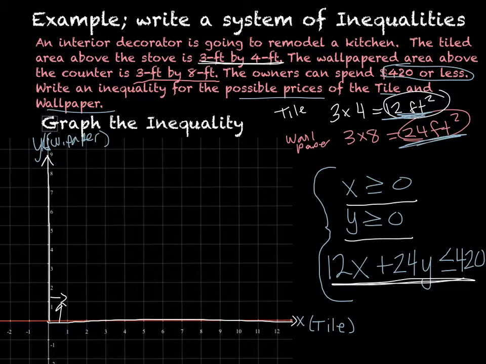So to graph this one, I'm going to use my standard form equation right here, and I'm going to substitute in. So I'm going to take 12x plus 24 times 0 equals 420. So when I do that, that cancels out to 0, and I divide by 12.